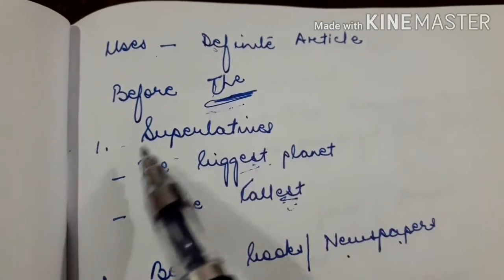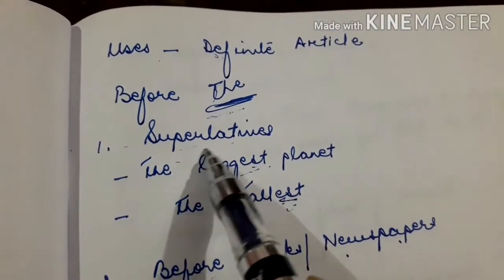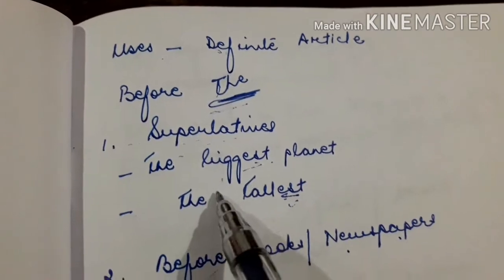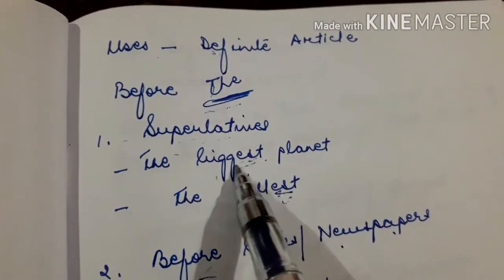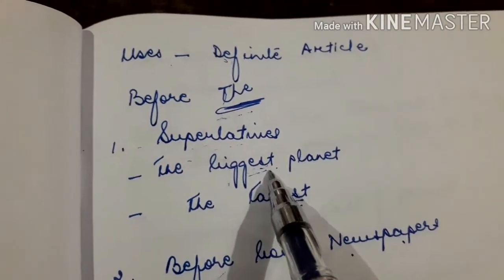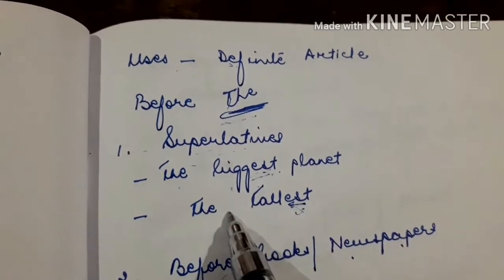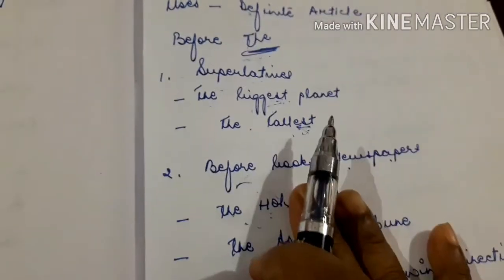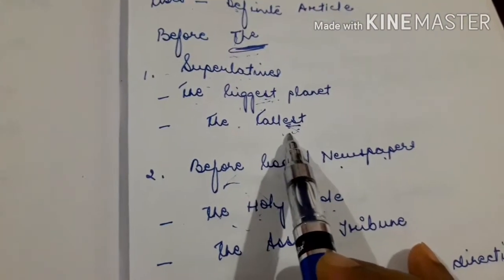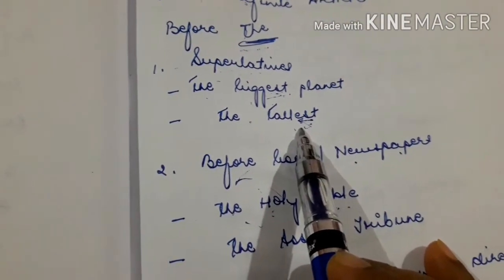The is used before superlatives. Superlatives are those words that end in est or st. The biggest, the tallest. They basically describe the highest degree of comparison.